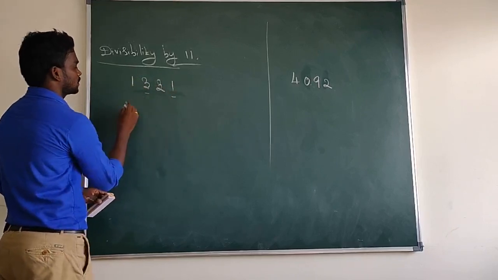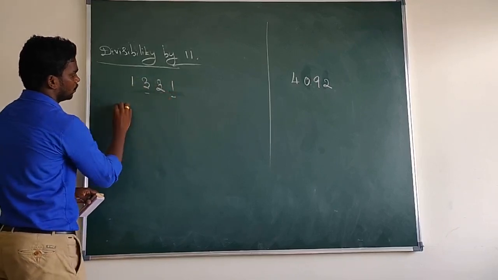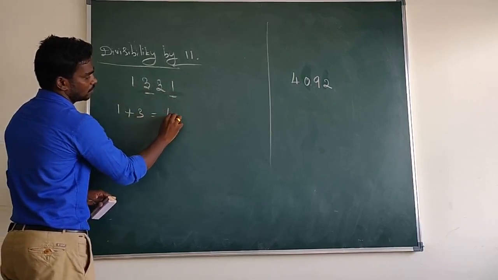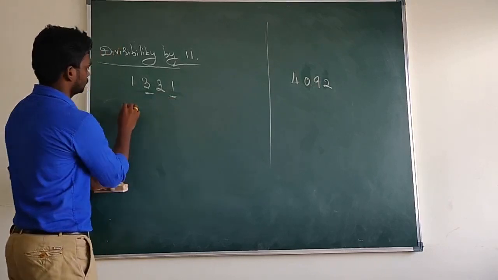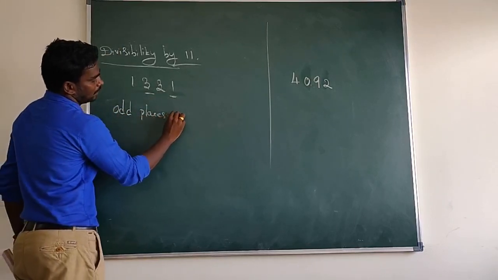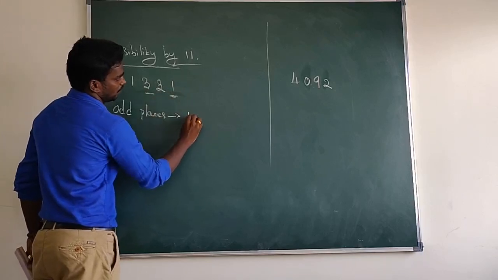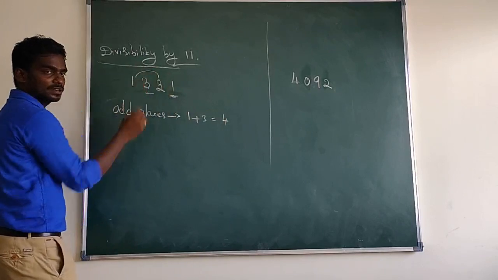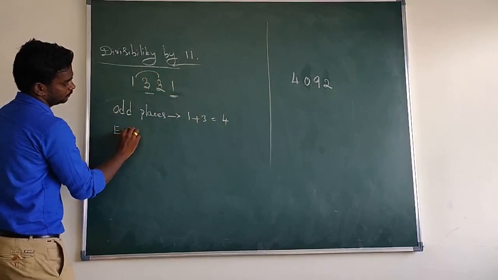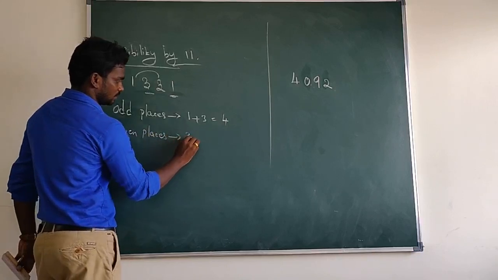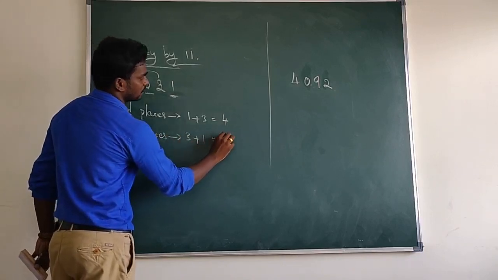What is the value of the odd places? The odd places are 1 and 3, and 1 plus 3 is 4. What are the even places? They are 3 and 1, and 3 plus 1 is also 4.